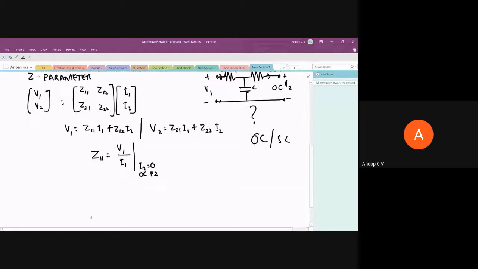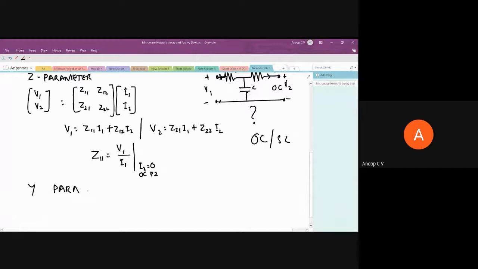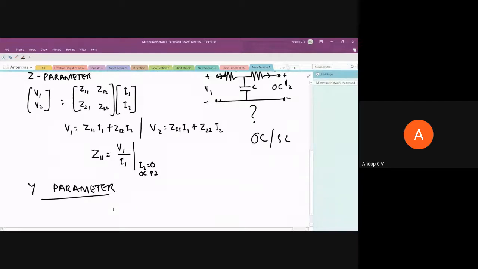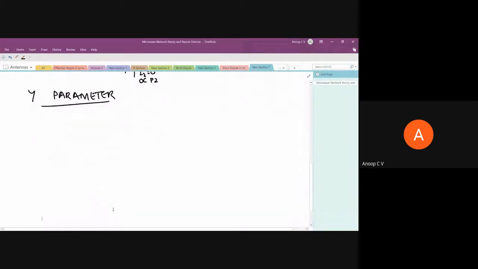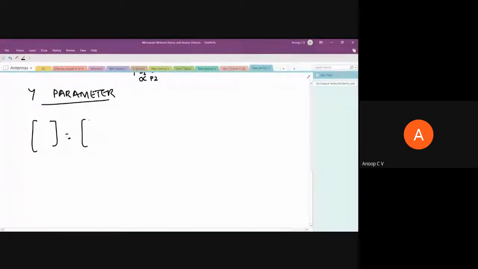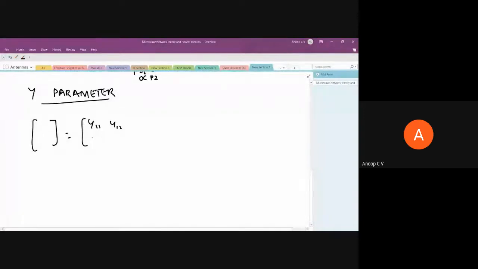So similarly, in case of Y parameter, what was Y parameter? Anyone remember? It represents something in terms of Y11, Y12, Y21, Y22, right? Y parameter is the inverse of impedance, the admittance parameter. It will represent I1 and I2 in terms of V1 and V2.